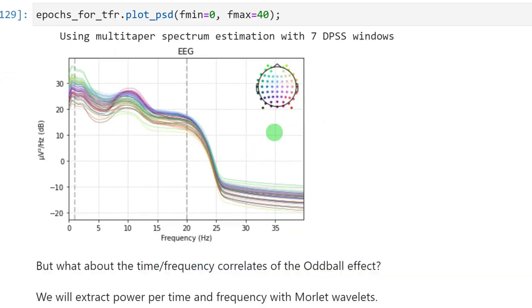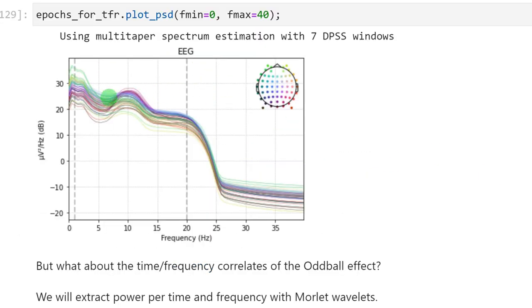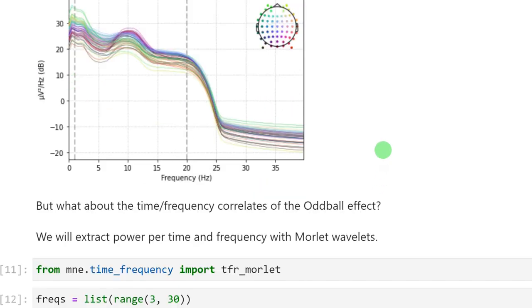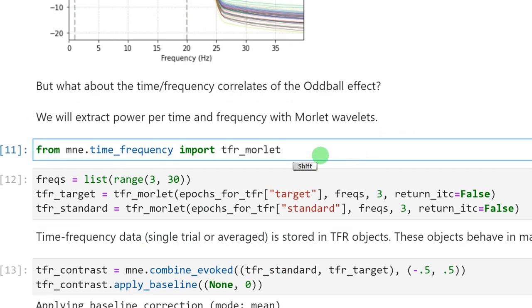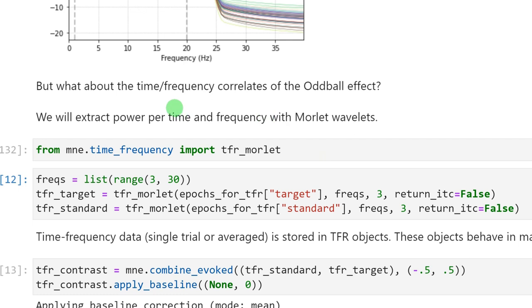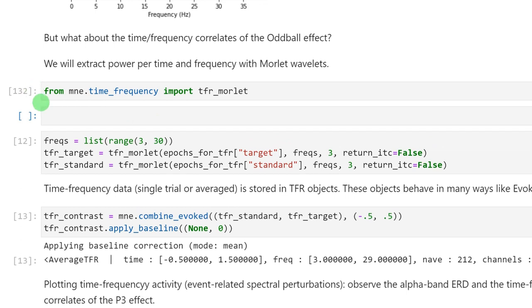What about the time and frequency change of the oddball effect? The power spectral density from the Fourier transform doesn't show us the time information. We only have frequency and then the power. There is a method called wavelet transformation that allows us to decompose the signal into time and frequency evolution, a time-frequency decomposition. The time-frequency module of MNE contains many methods that allow you to perform time-frequency analysis on EEG and MEG.